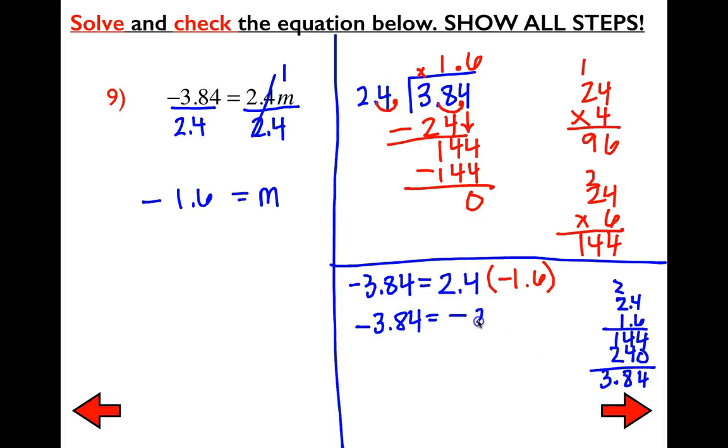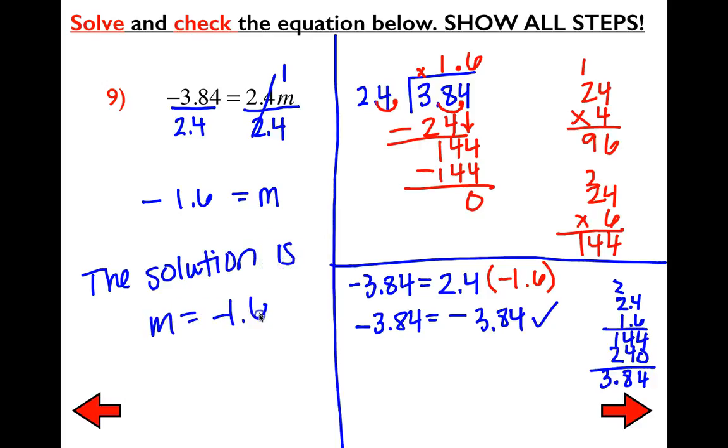And it works. So I know that my answer is correct. So here I'm going to state that the solution is m equals negative 1 and 6/10. So notice here, even though m was on the right side, don't let that bother you. It's okay. M could be on the left or the right. It doesn't matter. You're still going to get the correct solution.